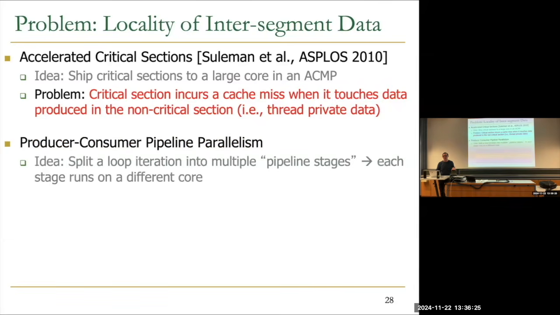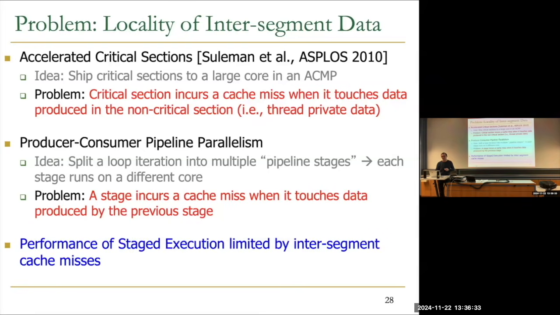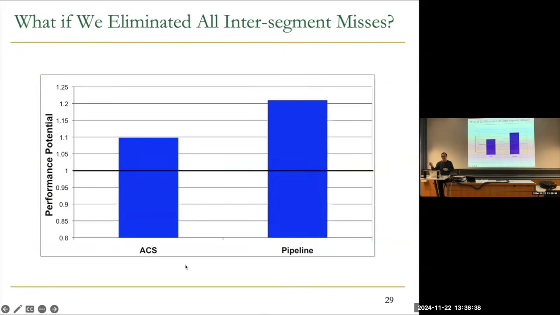In producer-consumer pipeline parallelism, we never explicitly said that, but a stage incurs a cache miss when it touches data produced by the previous stage. And performance of stage execution is limited by inter-segment cache misses in the end. And we have some analysis of this in the paper.